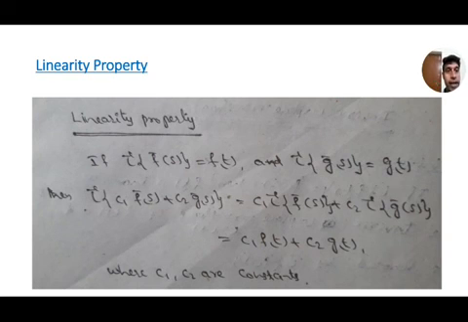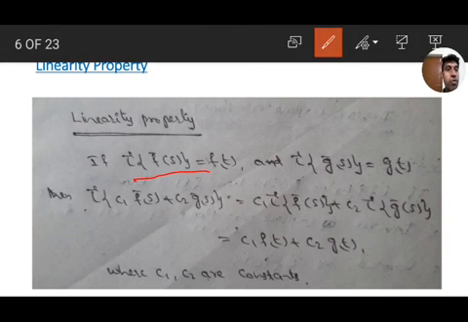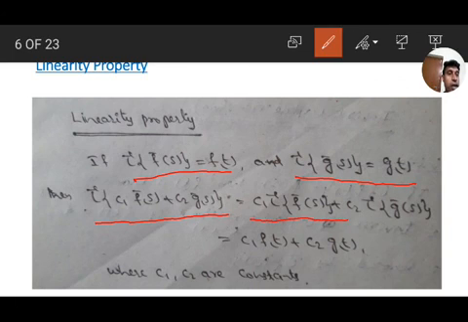The linearity property is: if L inverse of f bar s equals f of t and L inverse of g bar s equals g of t, then L inverse of c1 into f bar s plus c2 into g bar s equals c1 into L inverse f bar s plus c2 into L inverse g bar s, which equals c1 into f of t plus c2 into g of t.